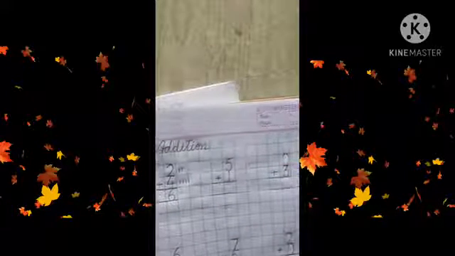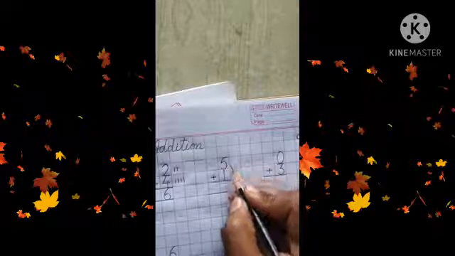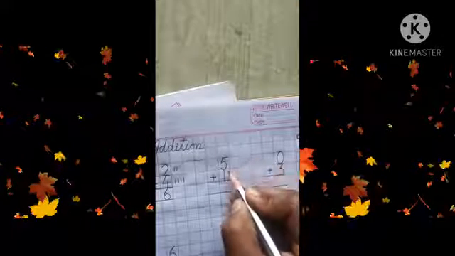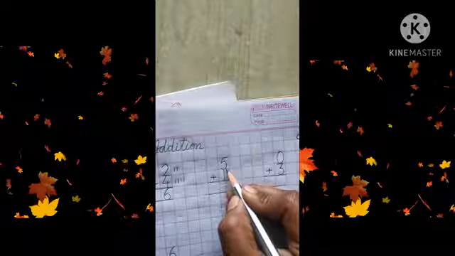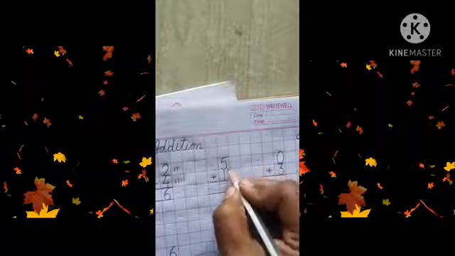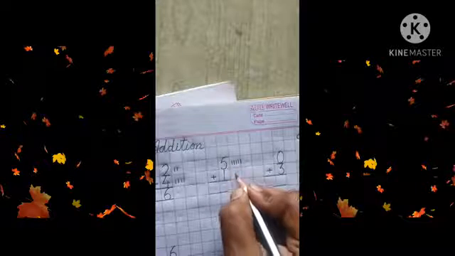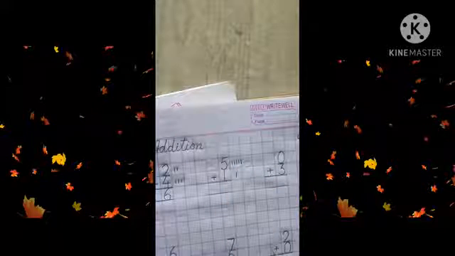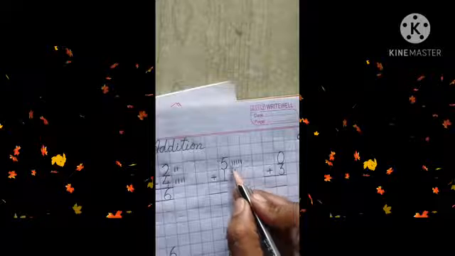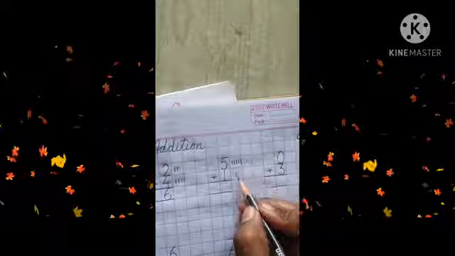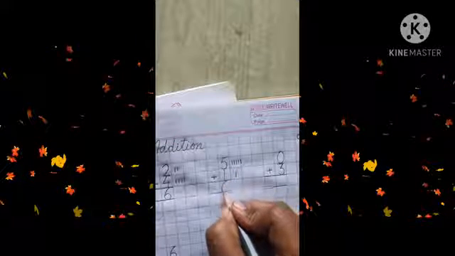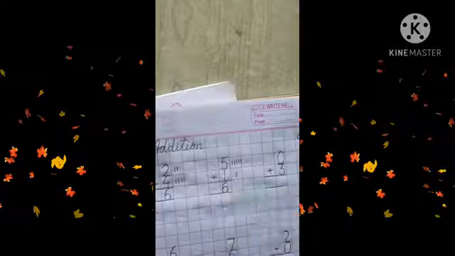Okay, so now in second question we will add 5 and 1. So for 5 we will draw 5 lines, and for 1 we will draw 1 line. Okay, and now count it. 1, 2, 3, 4, 5, 6. So again we will get 6.